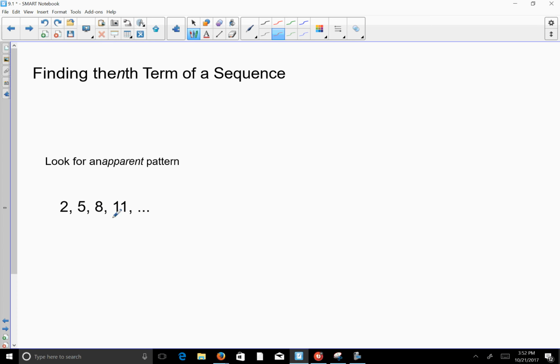So the first thing I look for when I'm looking for a pattern is I want to see if there's anything I recognize that I might be multiplying by or dividing by or adding. In this case, I can go from 2 to 5, I'm adding 3, to go 5 to 8, I'm adding 3, to go from 8 to 11, I'm adding 3. So the next term I would assume would be 11 plus 3, which would be 14. And that would probably continue 17, 20, 23, and so on and so forth.